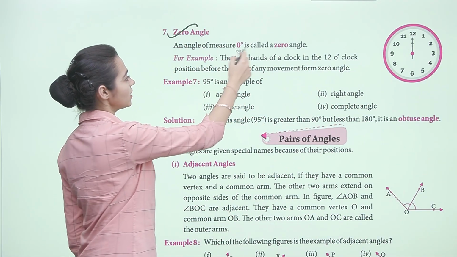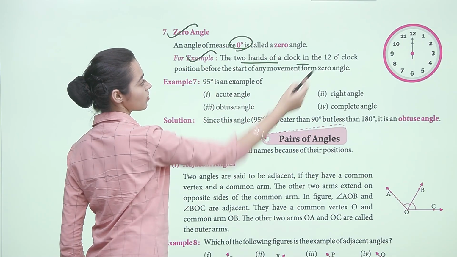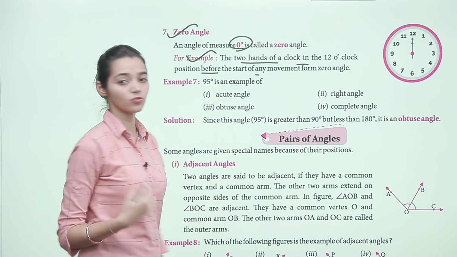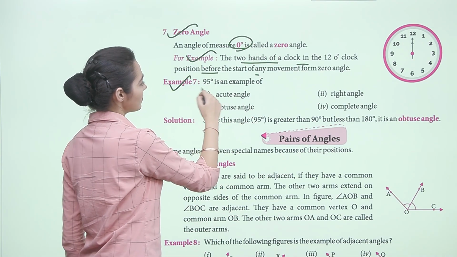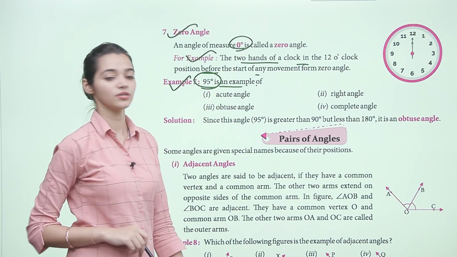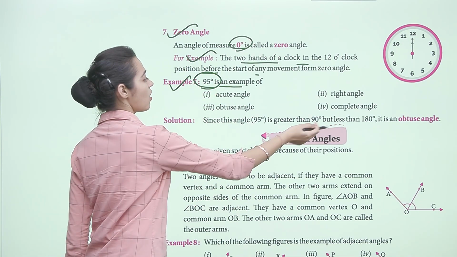Zero angle. An angle whose measure is 0, that means the two hands of a clock at 12 o'clock before the start of any movement, 0 angle. Example: 95 degrees is an example of an obtuse angle.